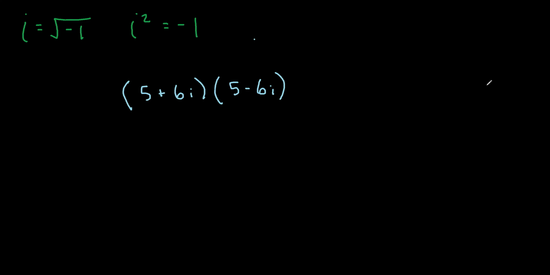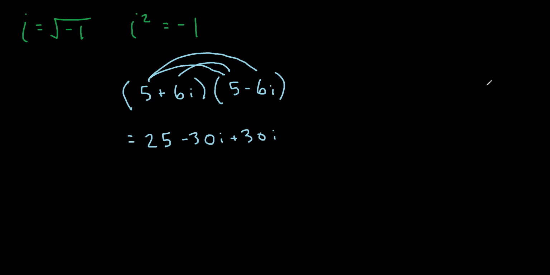All right, let's try one more. Let's say we have 5 plus 6i times 5 minus 6i. So once again, to multiply these two expressions, we can FOIL. So we can first say, what is 5 times 5? That's 25. And then we can do 5 times -6i, that's -30i. 6i times 5, that's positive 30i. And then 6i times -6i, so that's -36i squared. Okay, so this -30i and this positive 30i will cancel out.